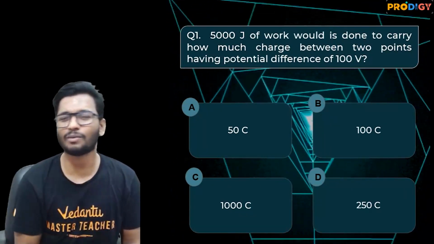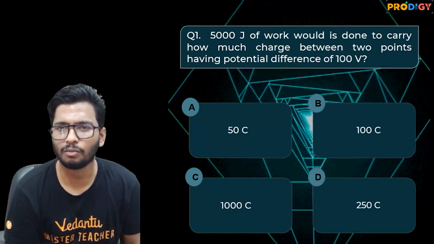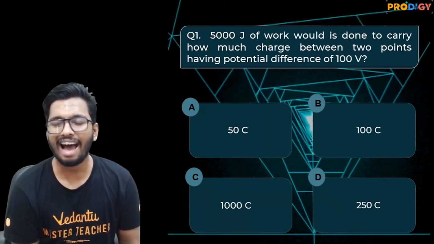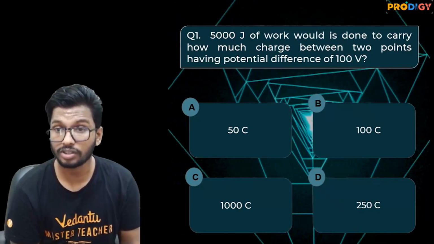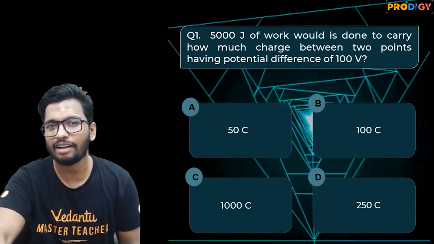All right. The question is quite a simple one. 5,000 joules of work is done to carry how much charge between 2 points having a potential difference of 100 volts? Options: 50 coulombs, 100 coulombs, 1000 coulombs, or 250 coulombs.